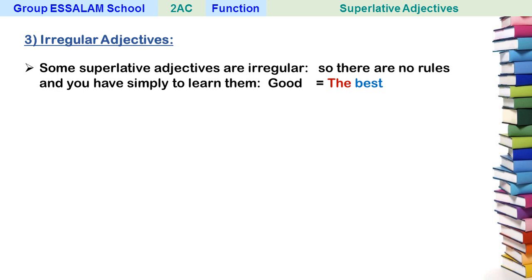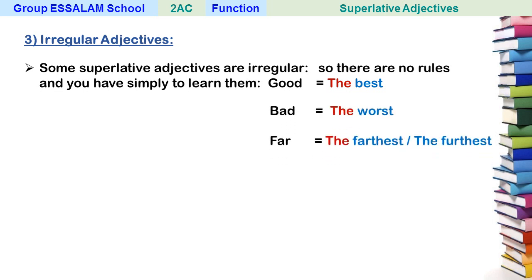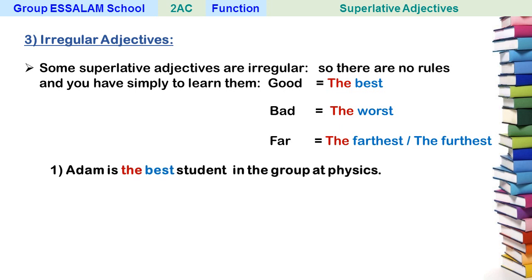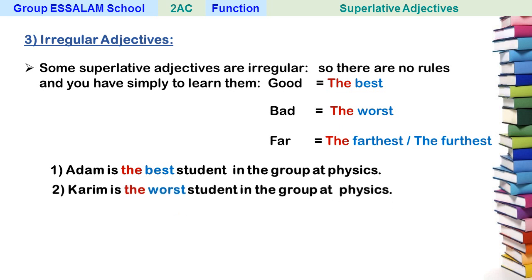Here in superlative, good becomes the best. Bad, the worst. Far, the farthest, or you can say also the furthest. It's about the distance. Let's see these examples. Adam is the best student in the group at physics. Two. Karim is the worst student in the group at physics.